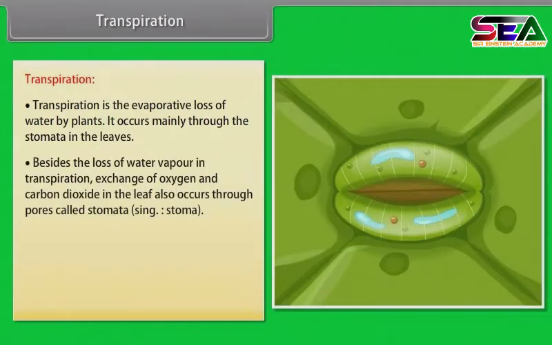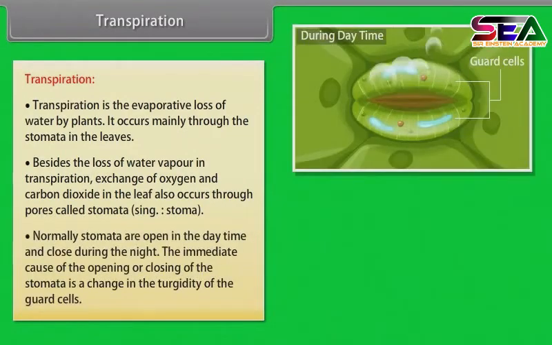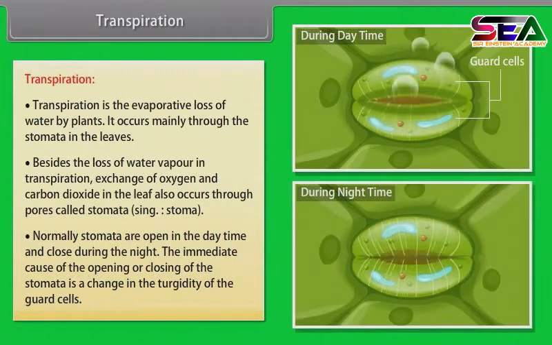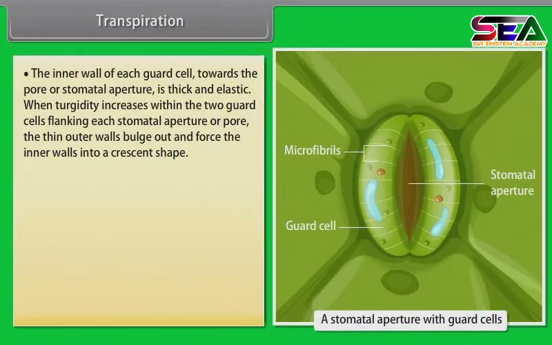Besides the loss of water vapor in transpiration, exchange of oxygen and carbon dioxide in the leaf also occurs through pores called stomata. Normally, stomata open in the daytime and close during the night. The immediate cause of the opening or closing of the stomata is a change in the turgidity of the guard cells. The inner wall of each guard cell towards the pore or stomatal aperture is thick and elastic. When turgidity increases within the two guard cells flanking each stomatal aperture or pore, the thin outer walls bulge out and force the inner walls into a crescent shape.